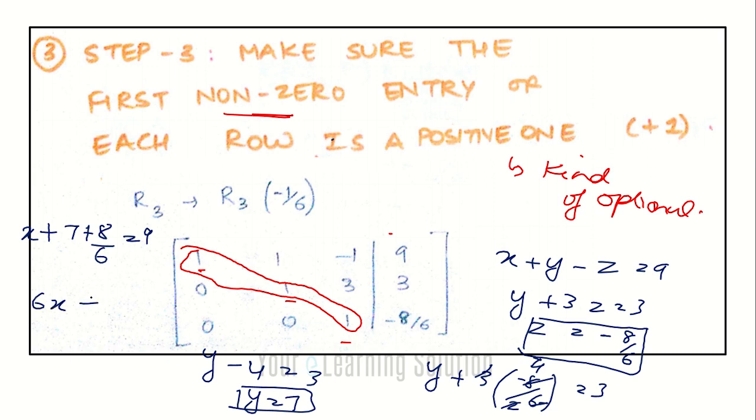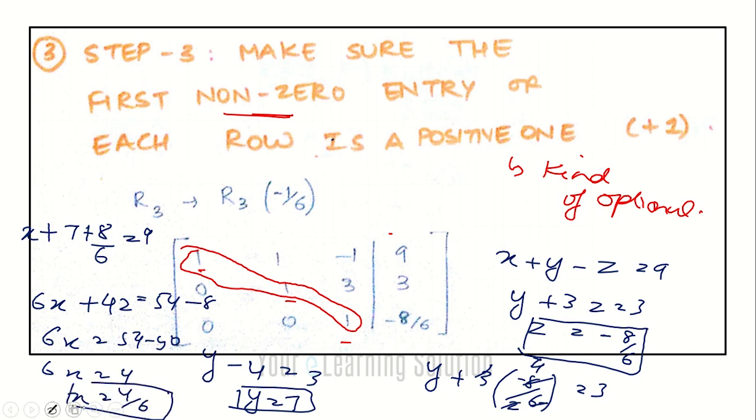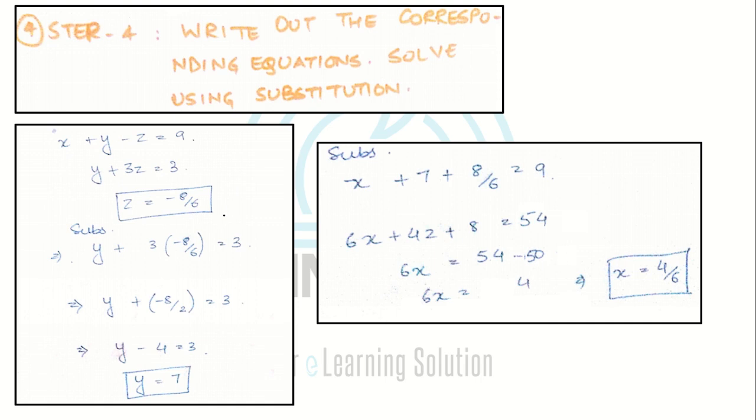So you have 6x plus 42 is equal to 54 minus 8. So you have 6x is equal to 54 minus 50. 6x is equal to 4. x is equal to 4/6. Okay, so this is your solution. You have x is equal to 4 upon 6, y is equal to 7, z is equal to minus 8 upon 6. The same thing that I just said in a slightly cleaner form right here. You have the same values.